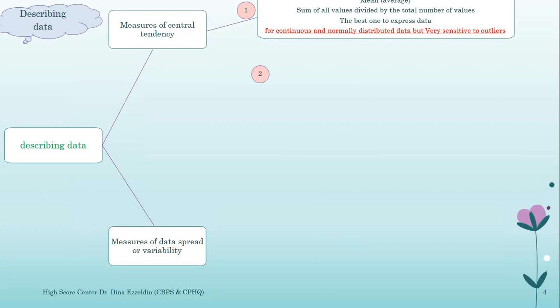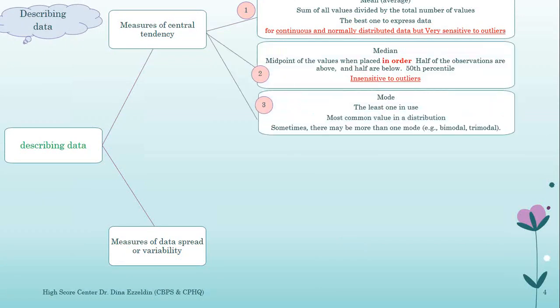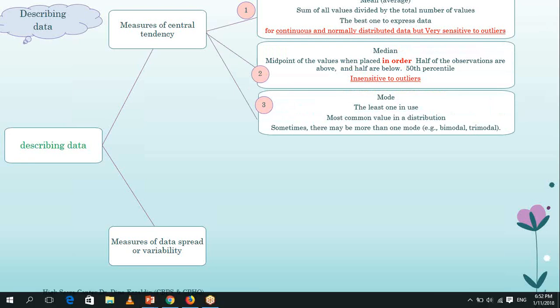So we talked about mean, median, and the mode. The mode is the most repeated number. In our example, it was number 3 because it repeated 2 times. If 8 repeated 6 times and this is the most repeated number, then it's the mode. So the mode is the most repeated number from the data.